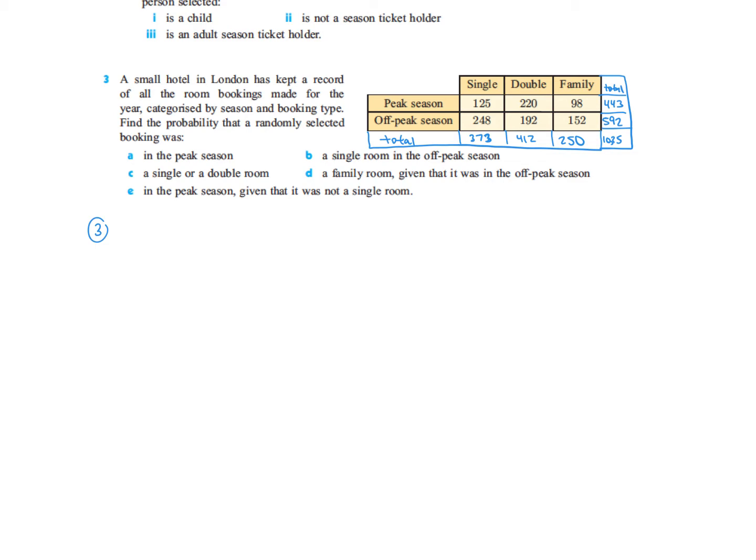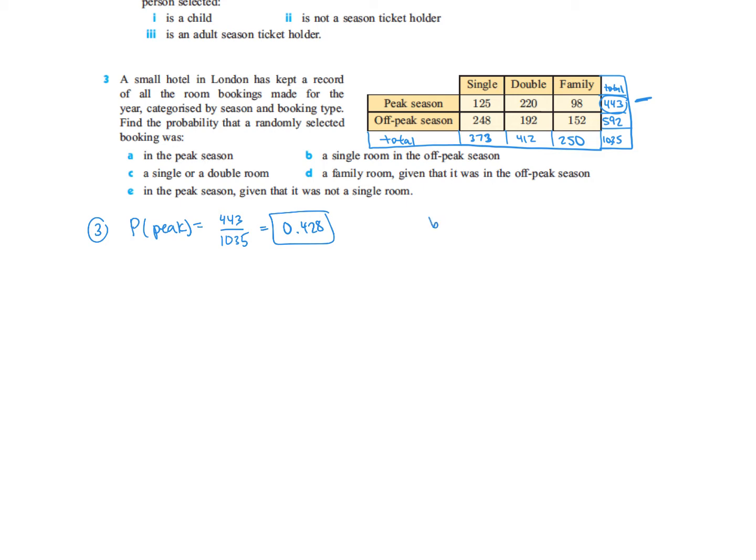So it says, find the probability that a randomly selected booking was A, in the peak season. So the total peak season is 443, out of the total, 1,035. And that rounds to 0.428.